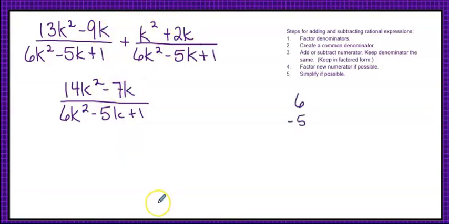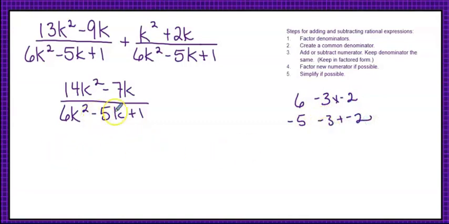So I need to simplify this. My denominator is a trinomial with a greater than 1. So I need to split this middle term to factor this. So I'm going to look at 6 times 1, which is 6, and then my middle term is negative 5. I look for two numbers that when I multiply them I get positive 6, and when I combine them I get negative 5. That's going to be negative 3 times negative 2, negative 3 plus negative 2.